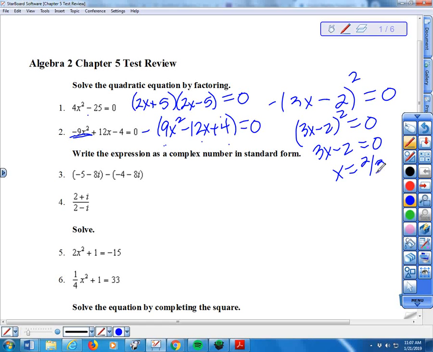So if we had looked for the discriminant of this quadratic, the discriminant would have been equal to 0, because if the discriminant's equal to 0, there is only one real solution. Okay.